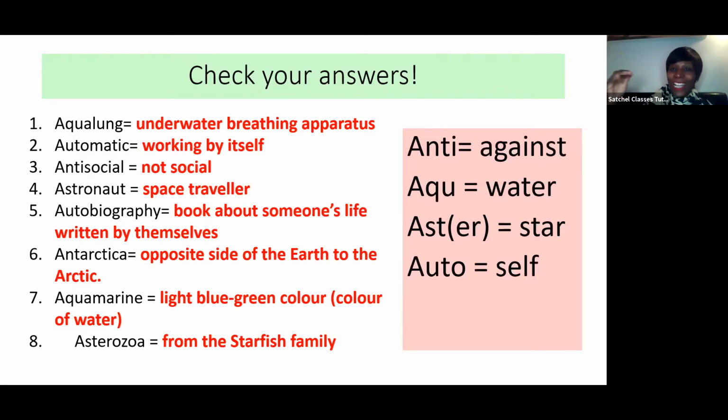An astronaut is someone who travels through space. So Astra is about star, traveling to the stars. Autobiography, so you've got auto about yourself, bio is life, and graphy is about writing. So it's writing one's own life story. Antarctica is the opposite side, anti-Arctic. Aquamarine is about aqua, watercolor, and then astazoa is actually from the starfish. So you can see star and then animal, it's a star animal, starfish.